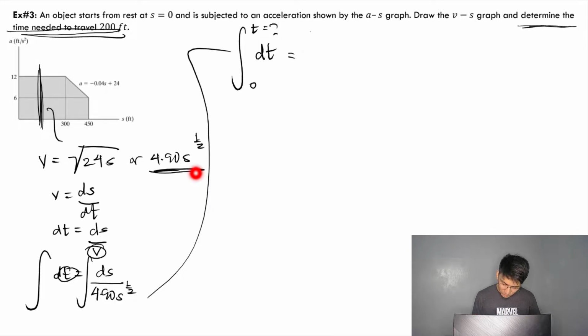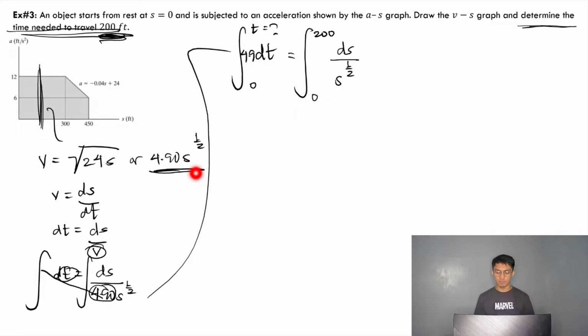Is equal to the integral of ds over, mas madali, itong 4.9 na to, ilagay din natin dito, cross multiply natin. So, this is 4.9 dt. So, is equal to the integral of ds over s raised to 1 half. Ang limit natin is from 0, and ang sabi sa given ay 200 feet daw yung na-travel niya. 200. Solving for the time now. Pero, gawin muna natin is integrate both sides of the equation.